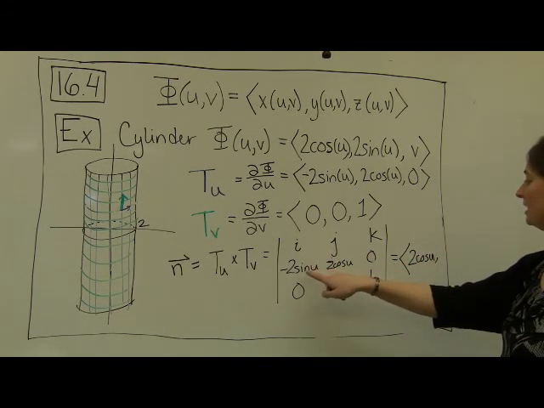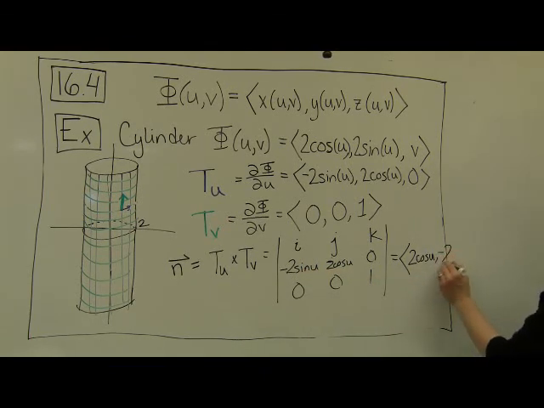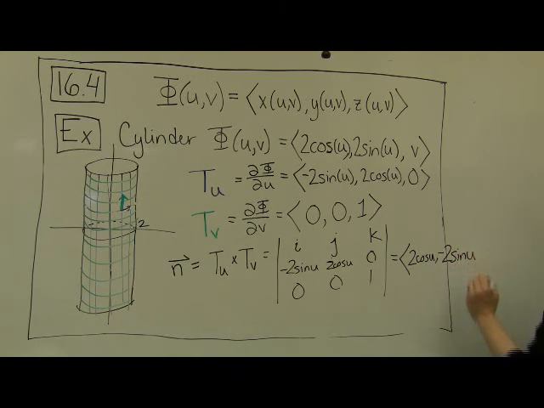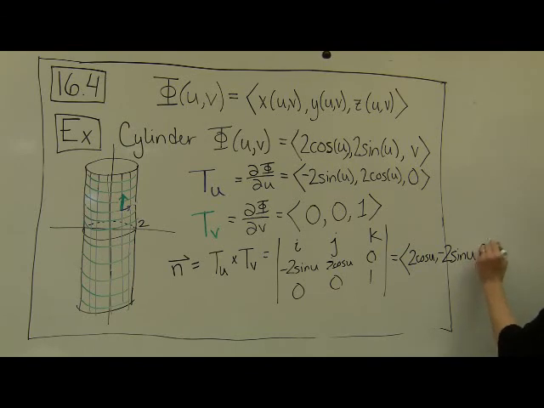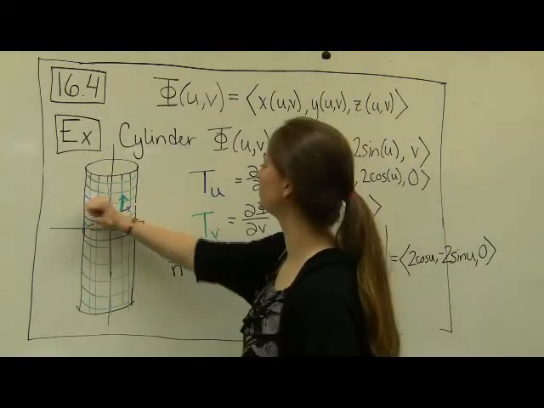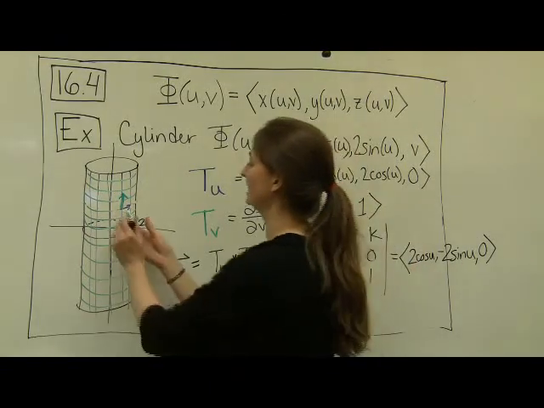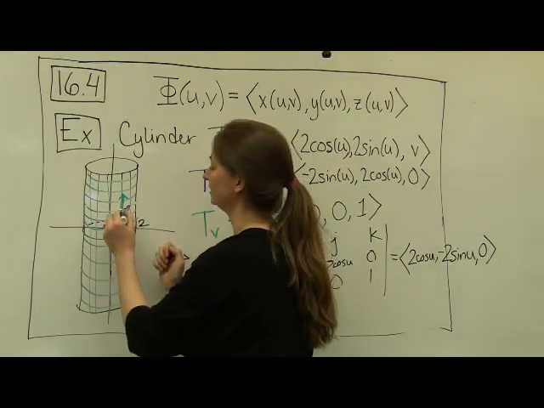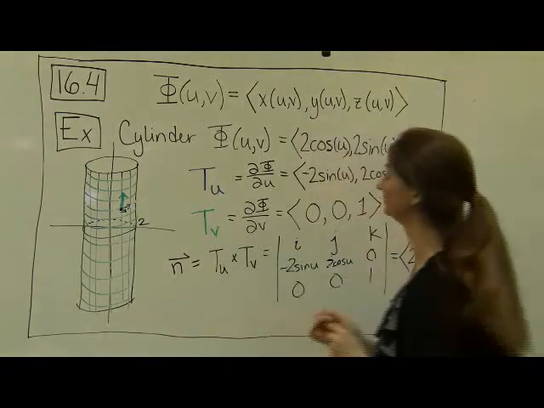I get j times negative 2 sine u. So I get negative 2 sine u. I know I'm not really on the board. And then I get k times 0, which is 0. So what is this telling us? This is telling us that our normal vector has no height component, and it's pointing straight out of the board, given by 2 cosine u, negative 2 sine u. And that's what my black normal vector is going to point. That's straight perpendicularly out at us from that cylinder.